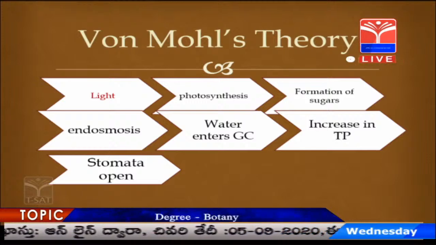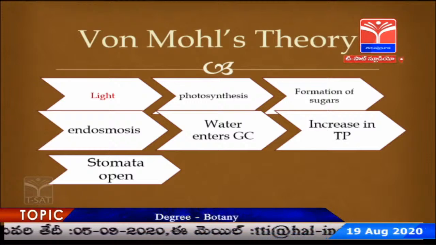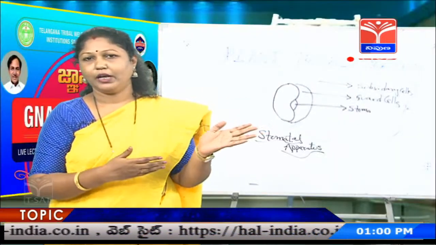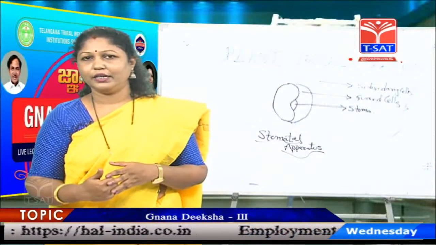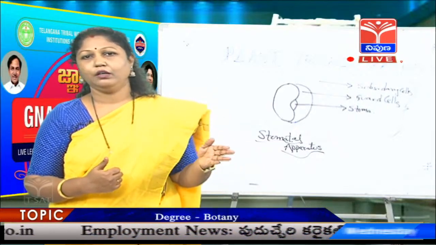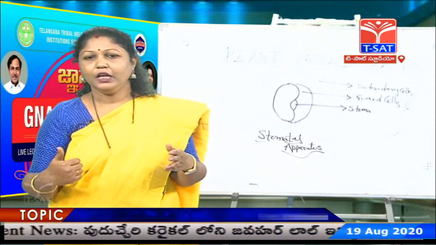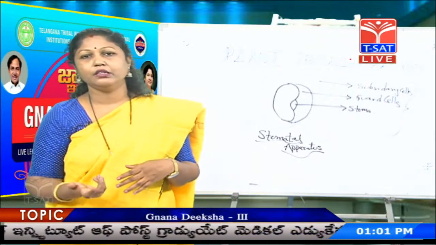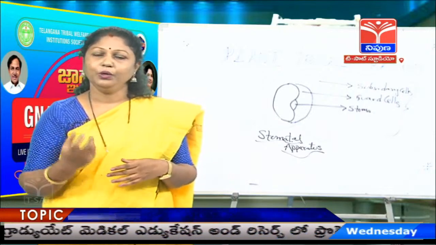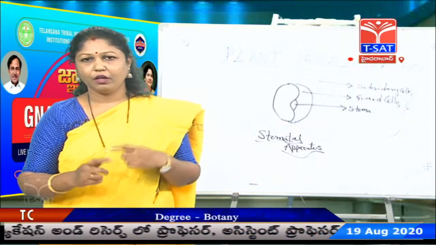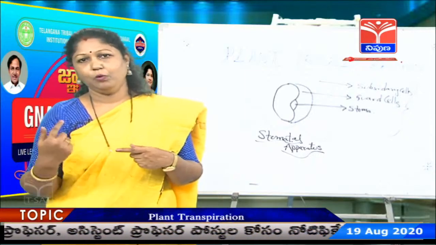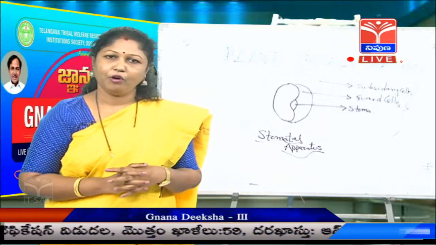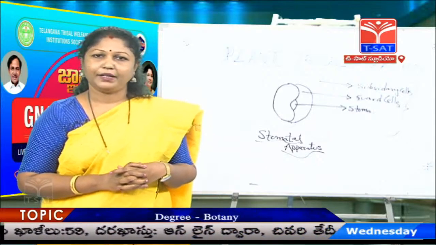Because of the formation of sugars, there is a difference in the water potential. It leads to endosmosis, that is movement of water from outside to inside the guard cells, from the hypotonic region to the hypertonic region. As the water enters the guard cells, there is an increase in the turgor pressure. This leads to opening of the stomata. The reverse happens when the water moves out, and closure of the stomata occurs. This is the concept of von Mohl explaining the stomatal movements.